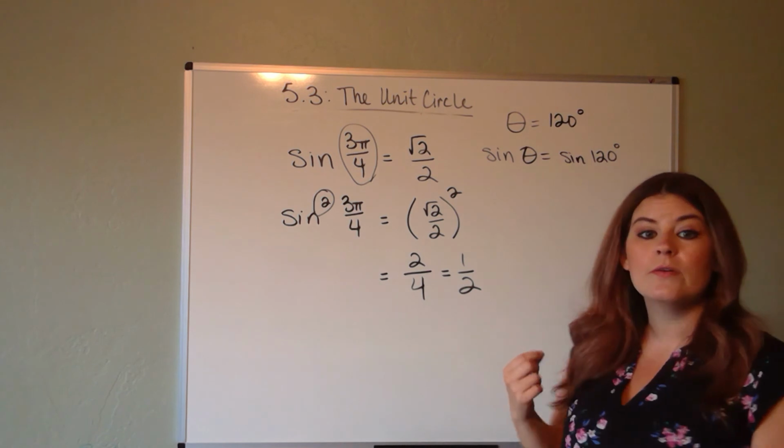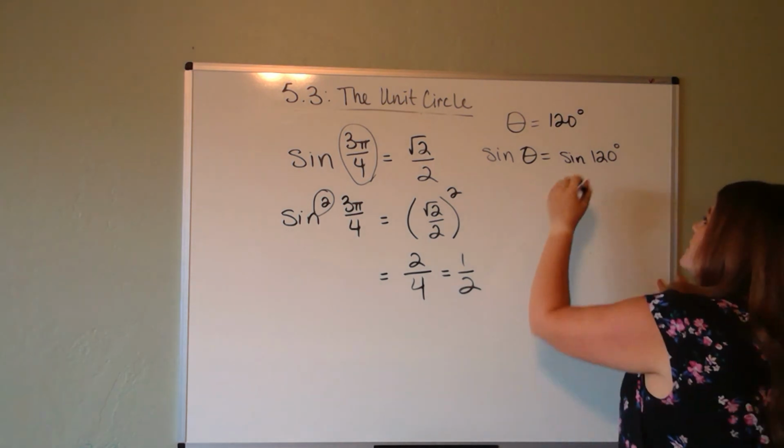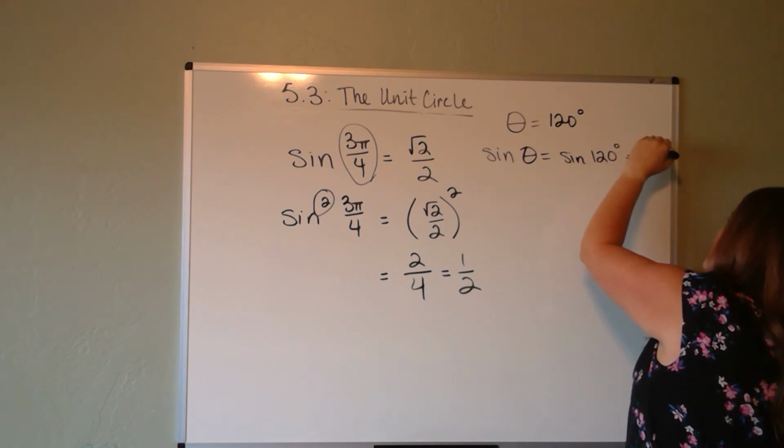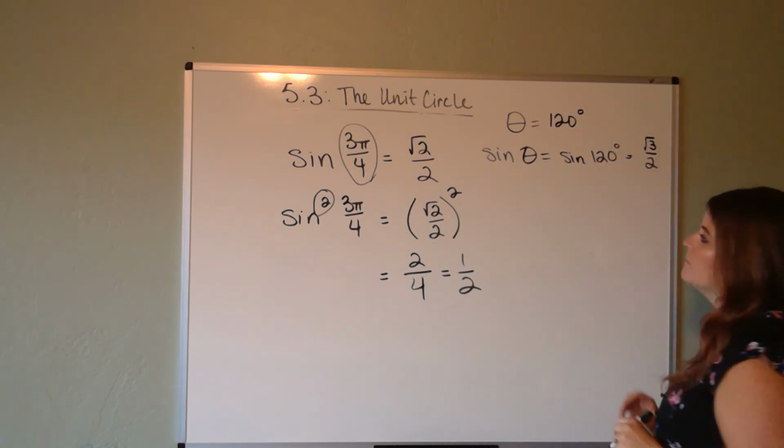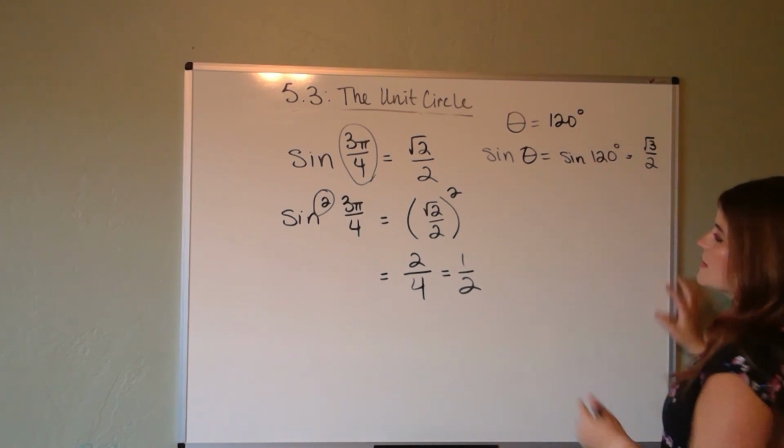Well, that's a special angle. Go to your unit circle and find it. You guys, at 120, the sine is root 3 over 2. Again, that's on your unit circle, so you can reference that. Okay, so that's the sine of theta.